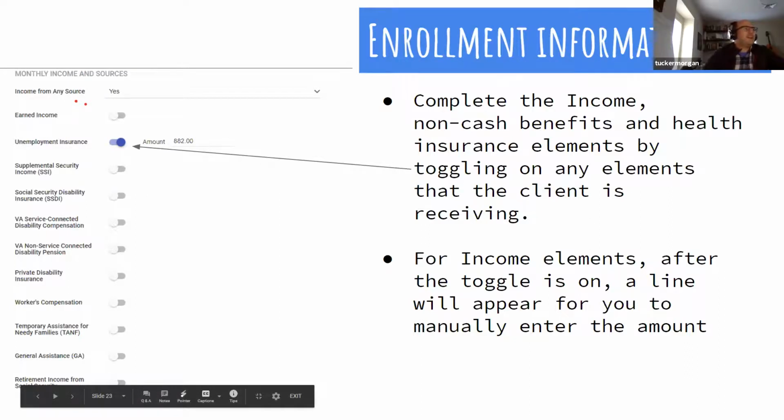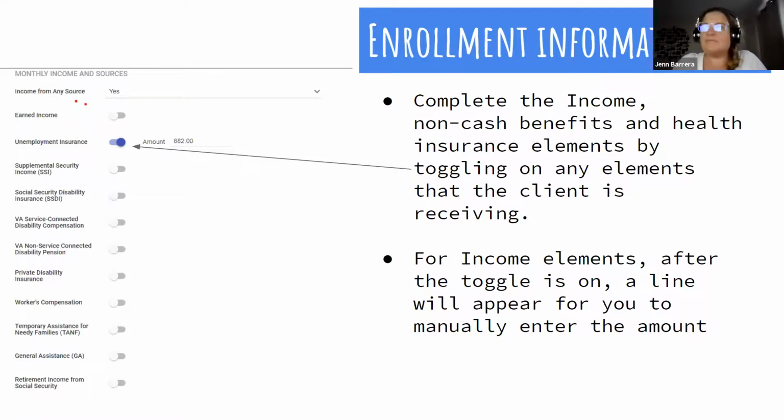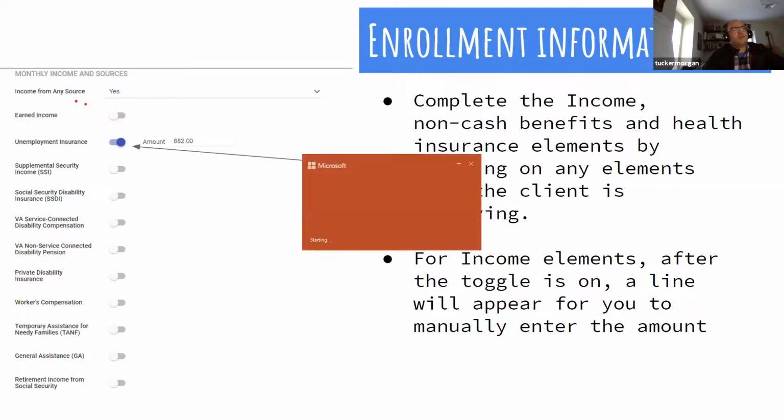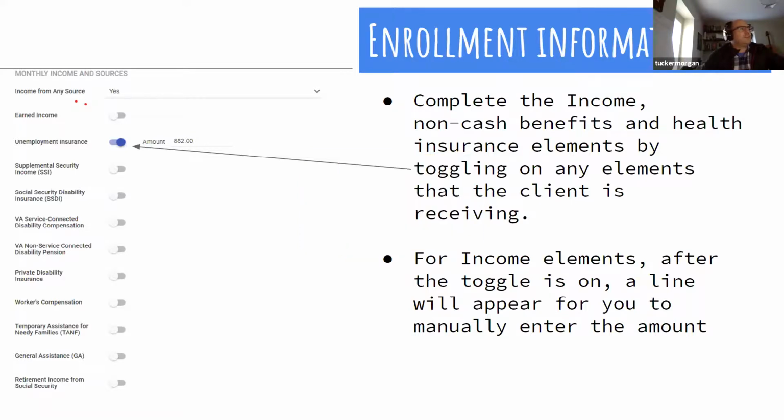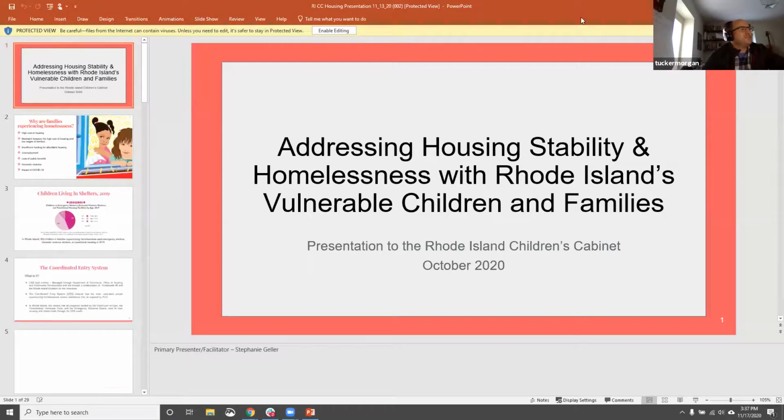All right. So moving on to the rest of the enrollment questions. For the income, it's also very nice. You just switch the toggle for whichever income source or sources the client has, and then it prompts you to get the amount. It works much better than the way that the income.